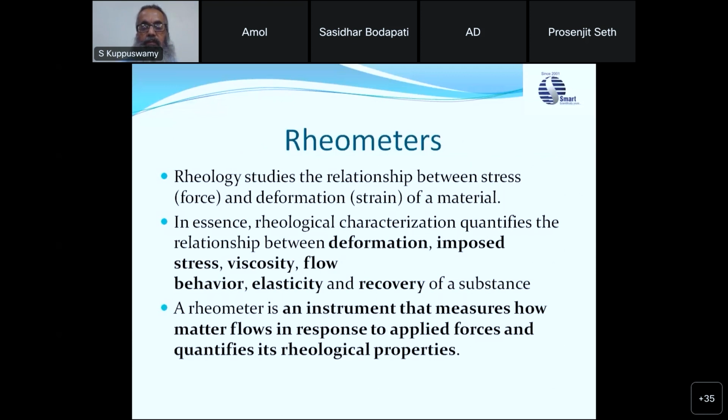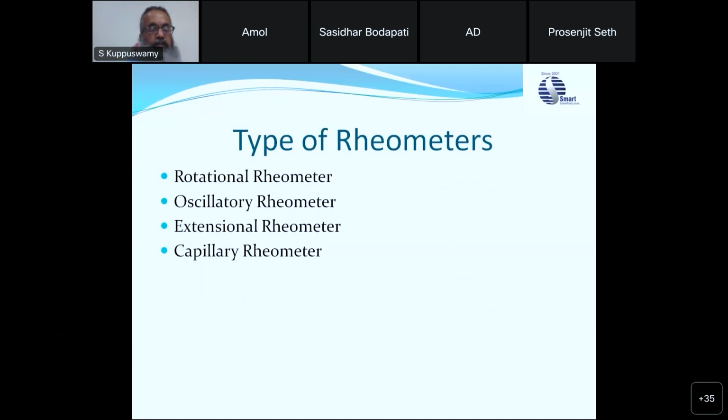Rheology studies the relationship between stress and deformation, like force or strain, of a material. In a sense, rheological characterization quantifies the relationship between deformation, imposed stress, viscosity, flow behavior, elasticity and recovery of a substance. A rheometer is an instrument that measures how matter flows in response to applied forces and quantifies its rheological properties. There are different types of rheometers like rotational rheometers, oscillatory rheometers, extensional rheometers, and capillary rheometers.